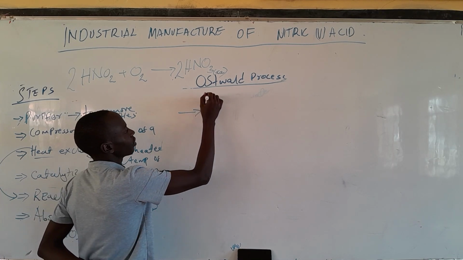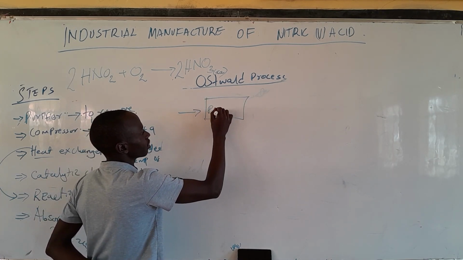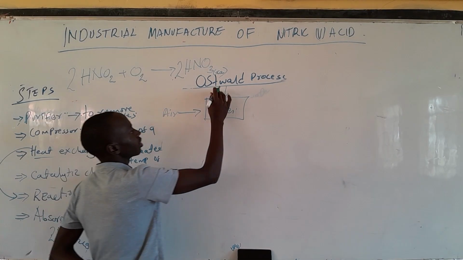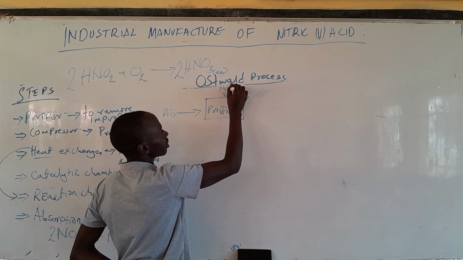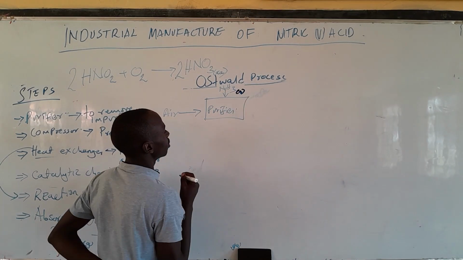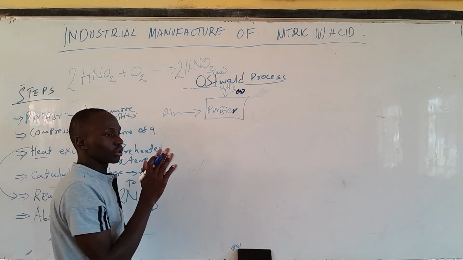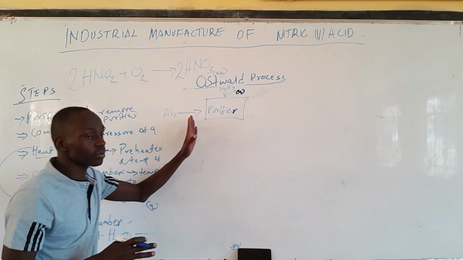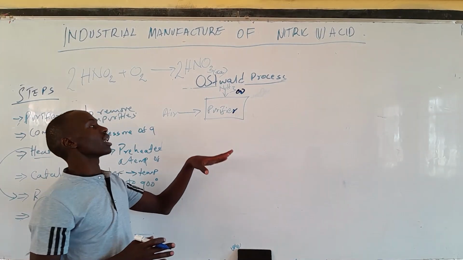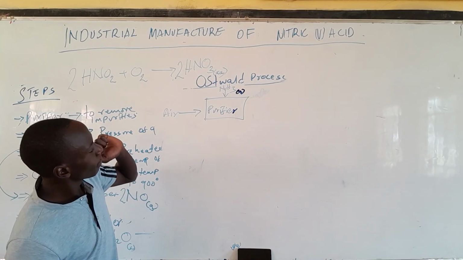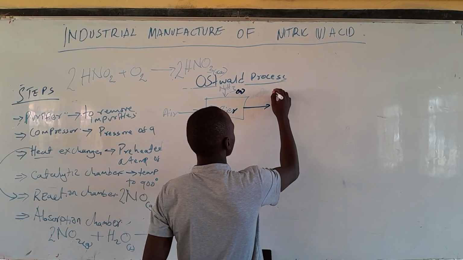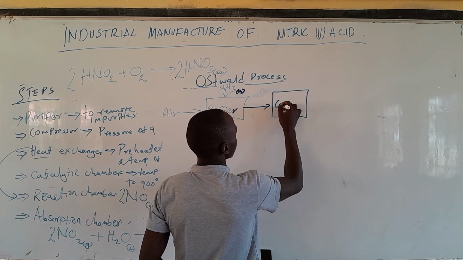So here we have the purifier. This one is air. We have ammonia gas. In the purifier, impurities are removed, for example the dust particles through electrostatic precipitation, and the water droplets through passing it over concentrated sulfuric (VI) acid. After the purifier, we move to the next step, which is the compressor.